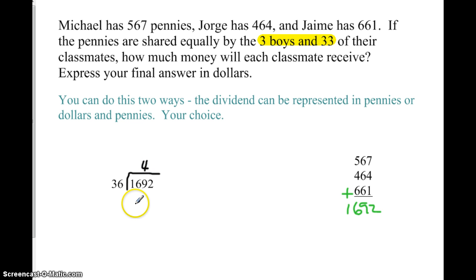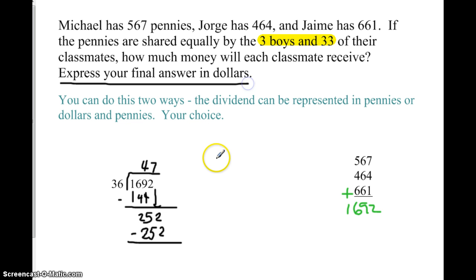So I multiply this and I get 144. Then I subtract and I get 25. I bring down my 2 and I'm going to divide and I'm going to go with 7. 7 times 36 is 252 and I have no remainder. So I have to write my final answer in dollars. So I have 47 pennies. So I need to write it in dollars. So that would be 47 hundredths, right? Because there's 100 pennies in a dollar.